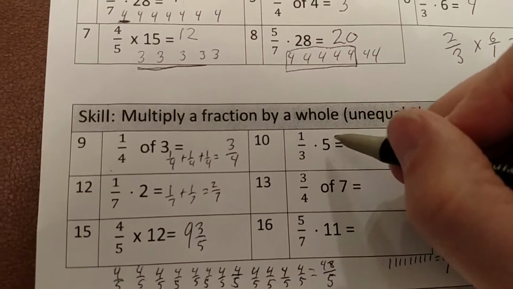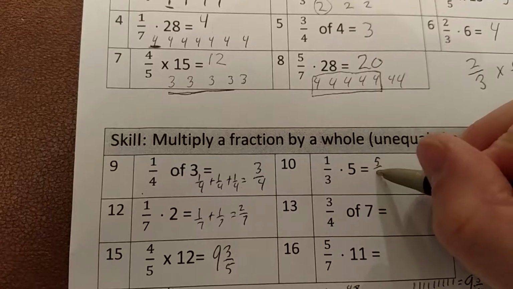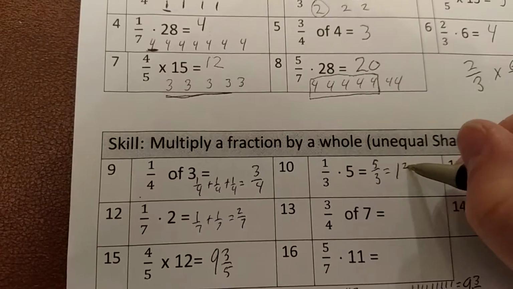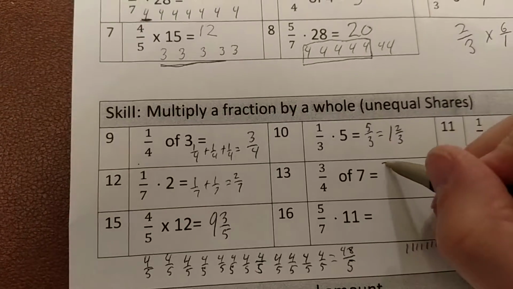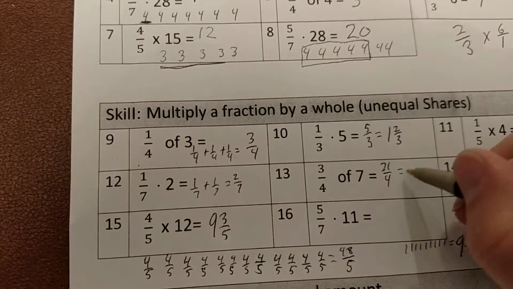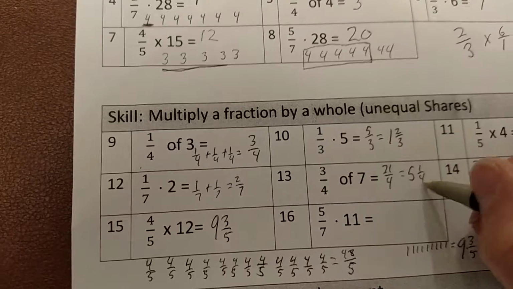Again, 1/3 5 times, because it's 5/3. A better answer would be 1 2/3 as a mixed number. 3/4 7 times would be 21/4. A better answer for that would be 5 1/4.